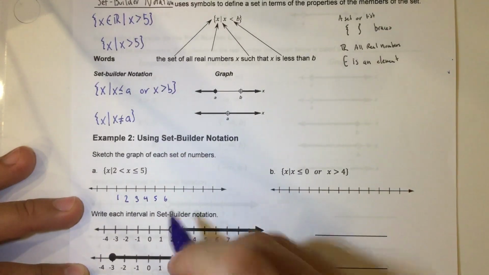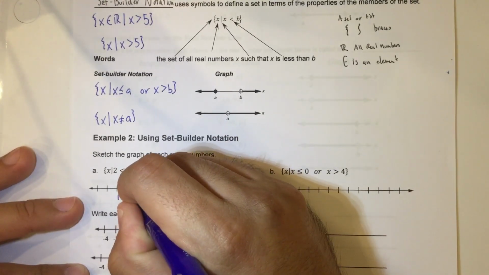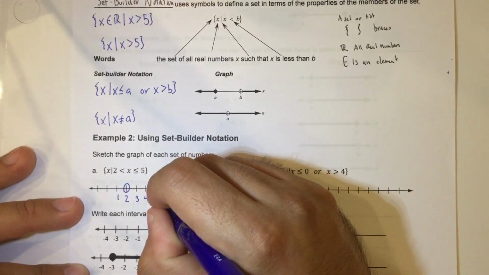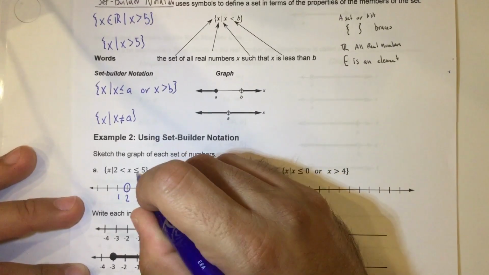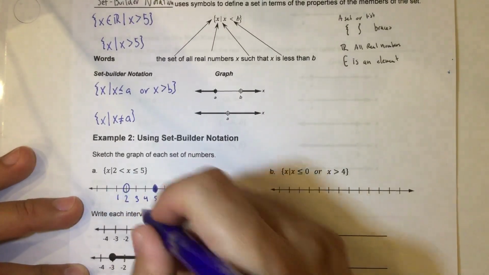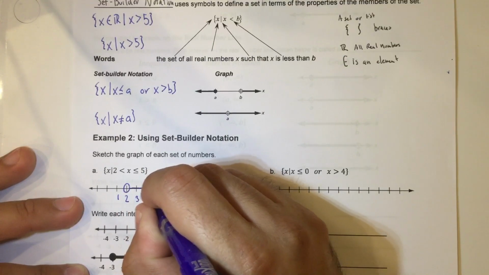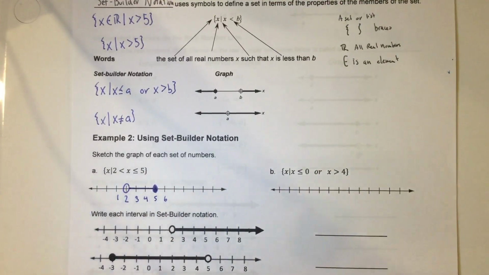All right, and now we can see we have an open circle on 2, and on 5 we have a closed circle because it is equal to. And since it's a between statement here, we're just going to connect these two dots, and there's the graph.